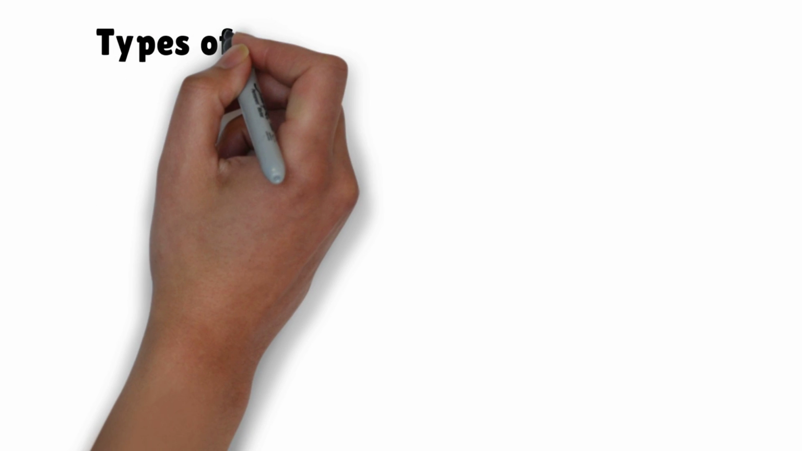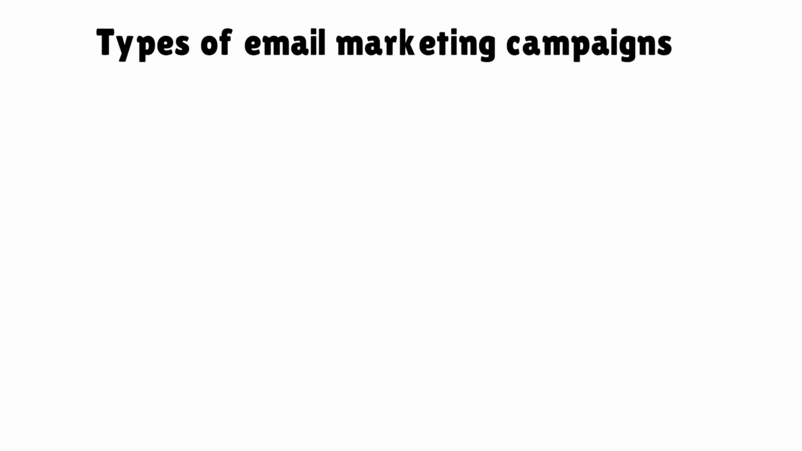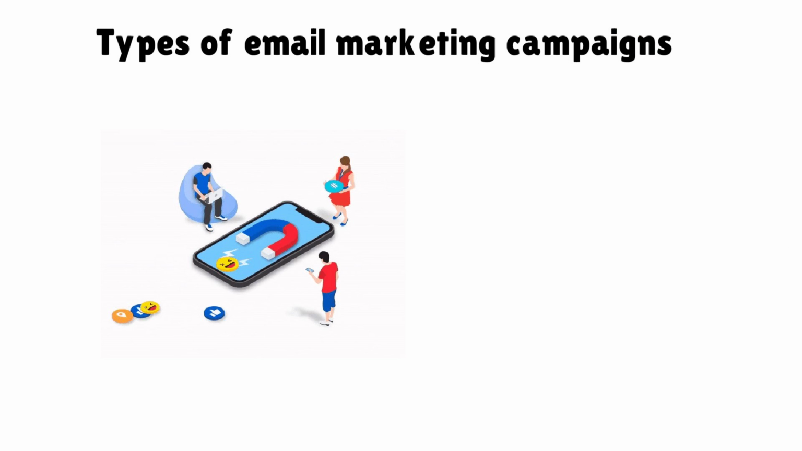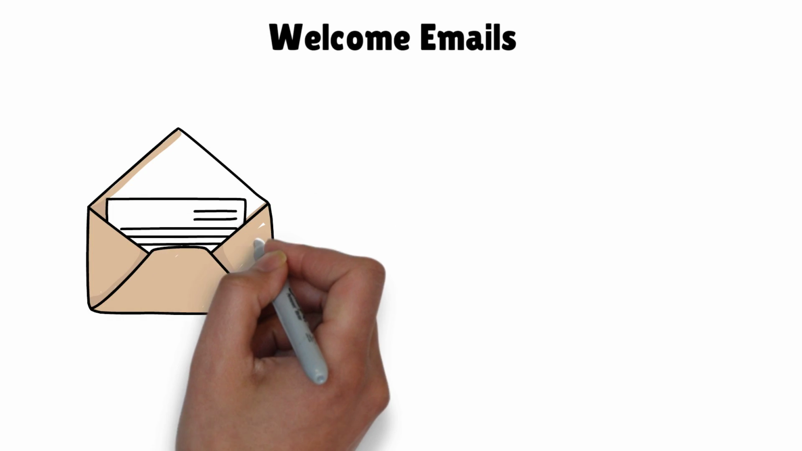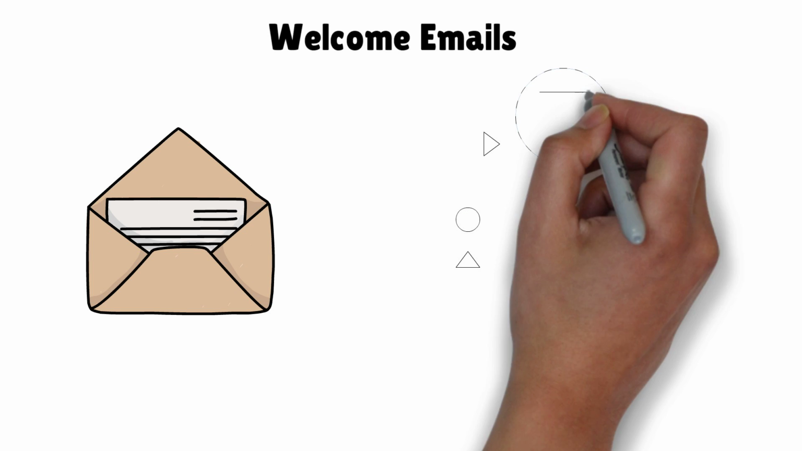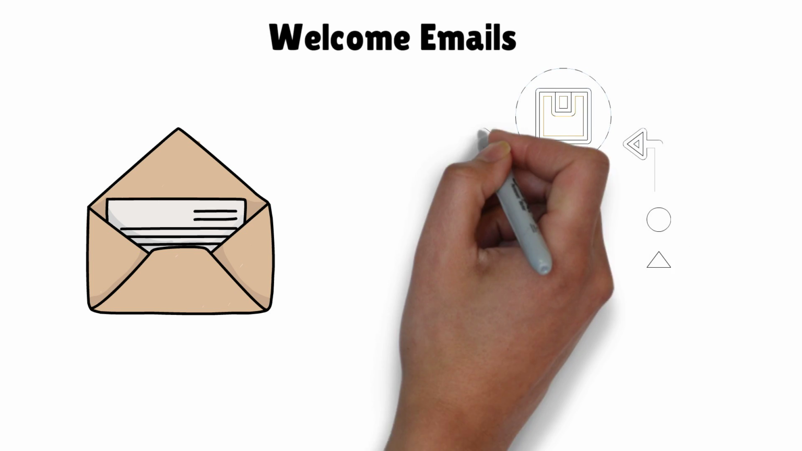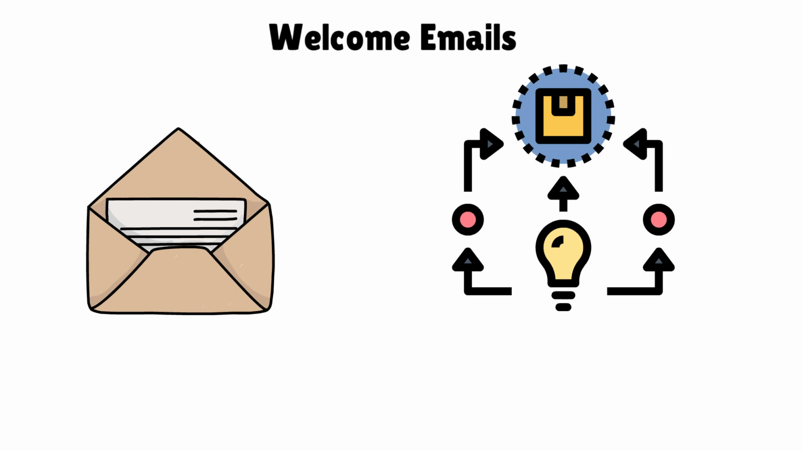Now, let's talk about the types of email marketing campaigns you can use. There are several ones you can use, but we will be covering only the main ones as this is a video for beginners. First, we have the welcome emails. Welcome emails are the first email a subscriber receives after signing up for your list. They are a great opportunity to introduce your brand and provide information about your products or services.